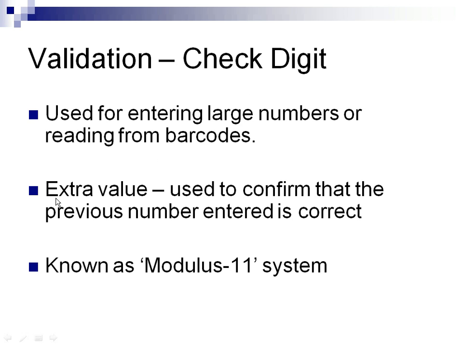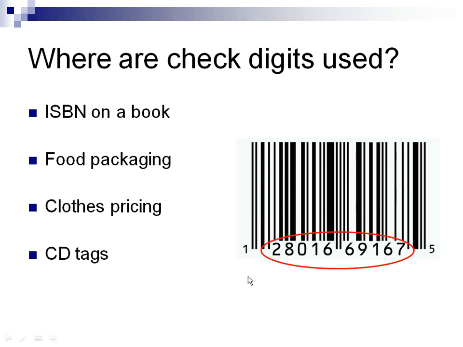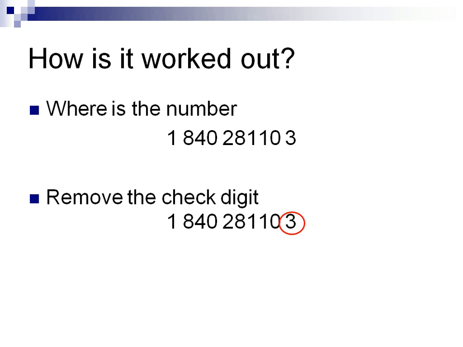The definition of a check digit is an extra value used to confirm that the previous number entered is correct. The one that we need to be aware of is called modulus 11. So where are they used? A check digit is the last digit, used to make sure that the previous number was entered correctly. They're used on ISBNs on books, in food packaging, clothes pricing, CD tags, etc. If you take a look at home, you'll see them.